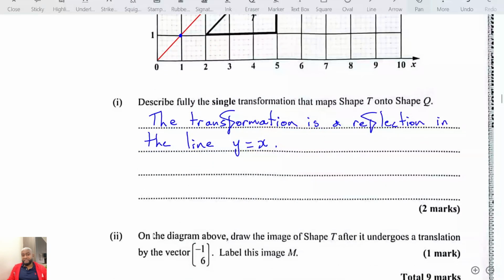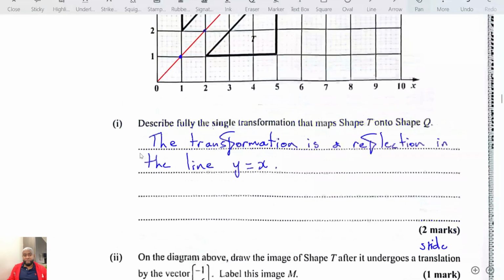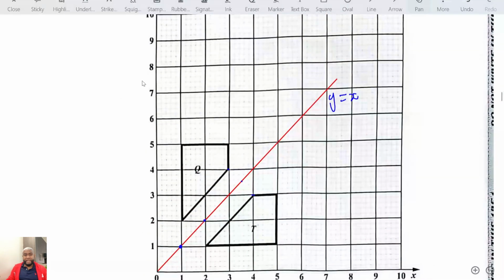Now, they are asking us, they said on the diagram above, draw the shape, the image, of shape T after it undergoes a translation. Translation is a slide. Don't get trapped with that word. That's a slide, right? So after it undergoes a slide by vector -1, 6. Label this image M, right? So we go in -1, 6.